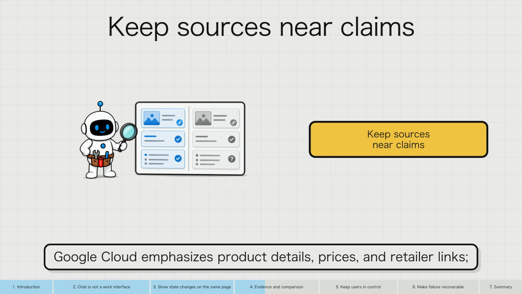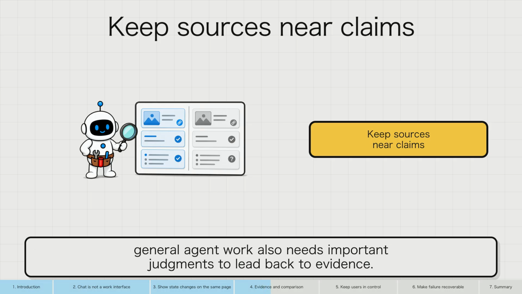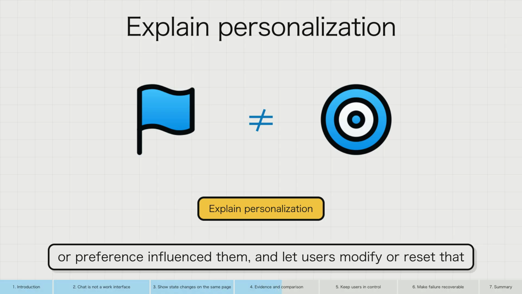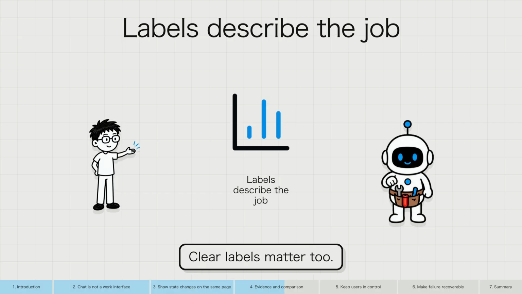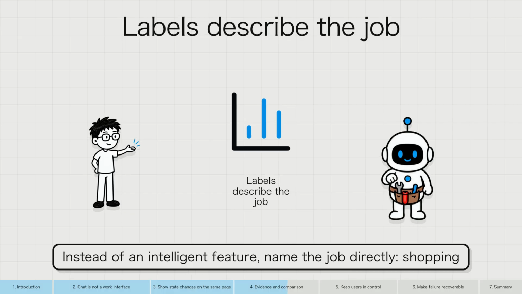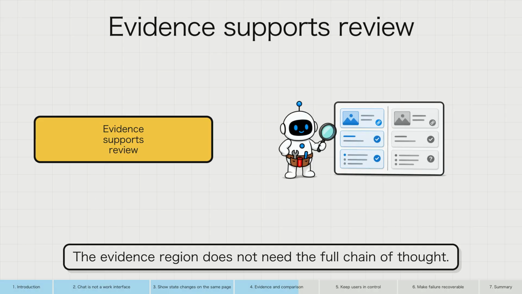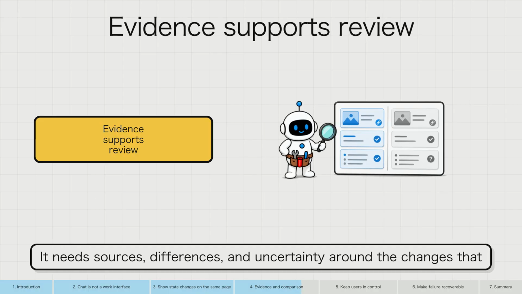Google Cloud emphasizes product details, prices, and retailer links. General agent work also needs important judgments to lead back to evidence. Personalized results should explain why they appeared, such as which search or preference influenced them, and let users modify or reset that personalization. Clear labels matter too. Instead of an intelligent feature, name the job directly: shopping assistant, comparator, plan review, or file modification. The evidence region does not need the full chain of thought. It needs sources, differences, and uncertainty around the changes that matter.